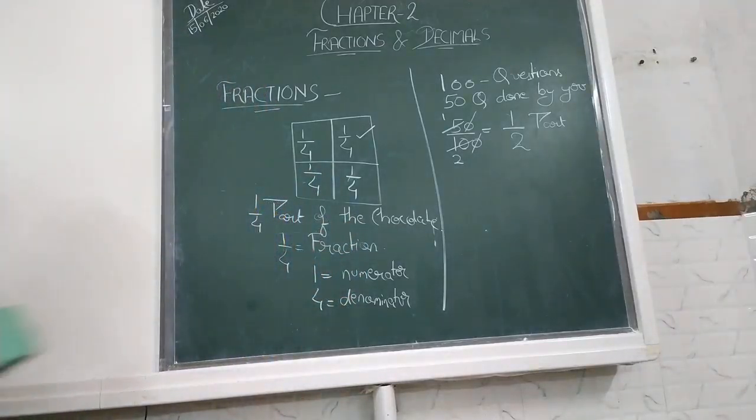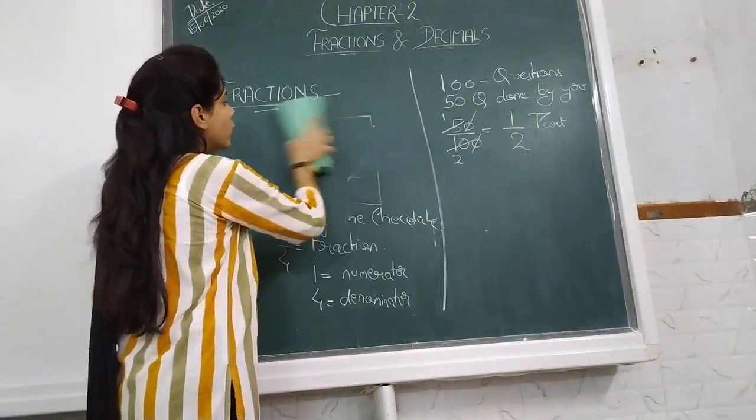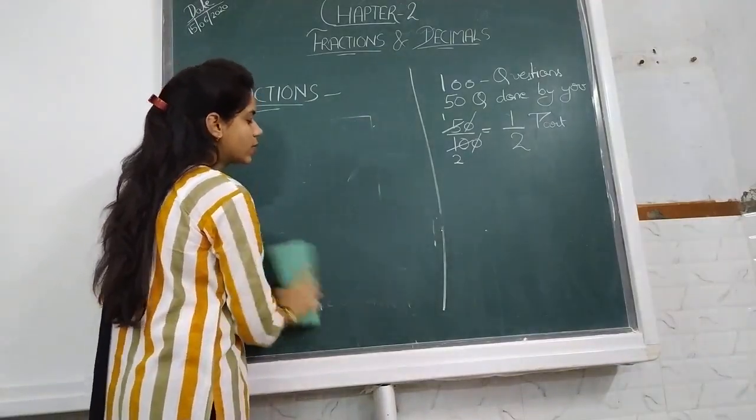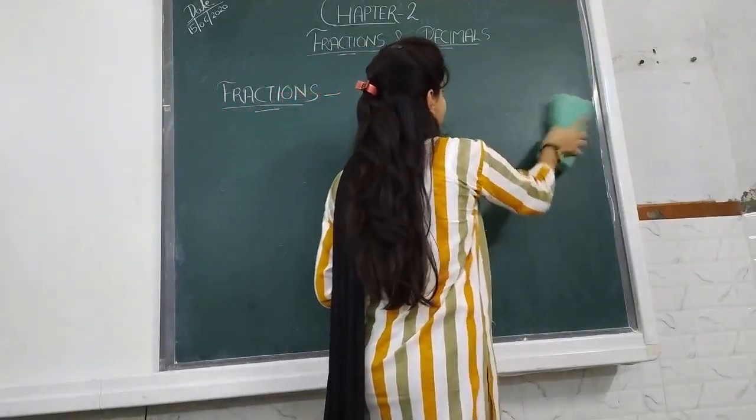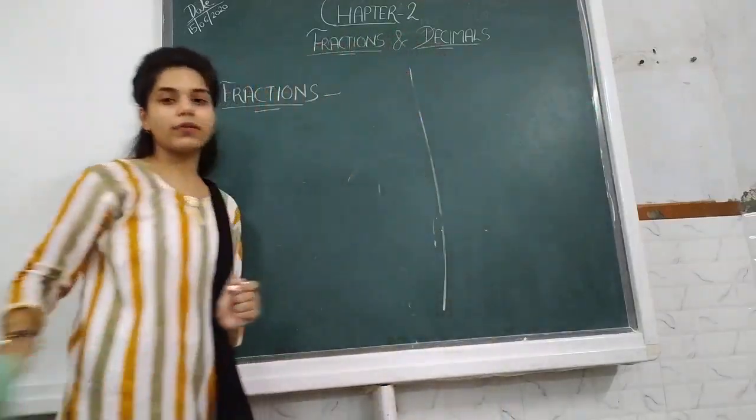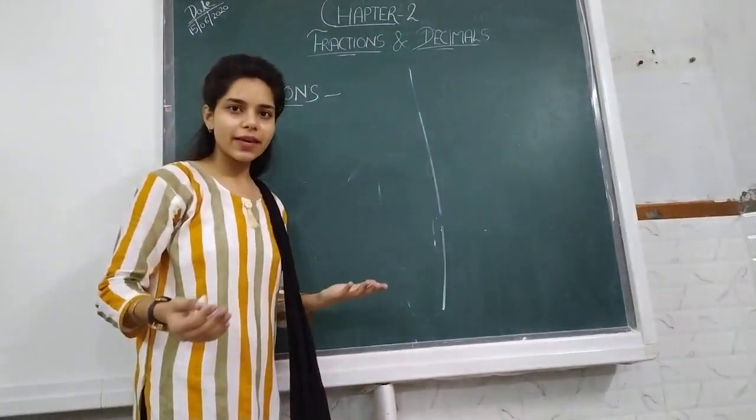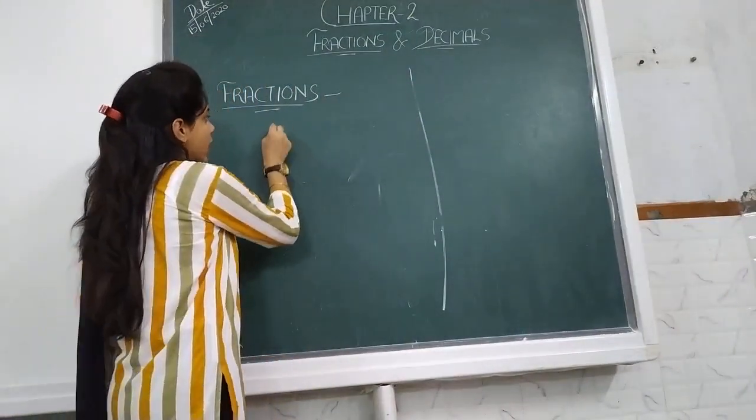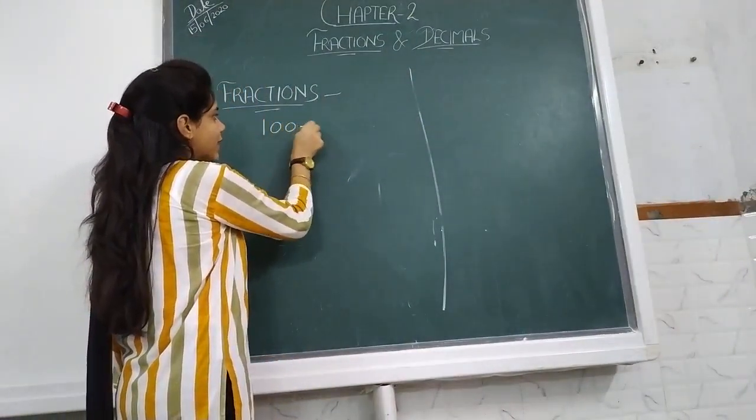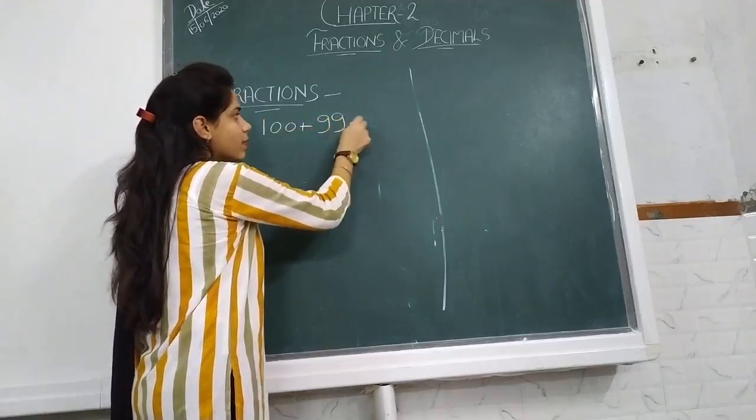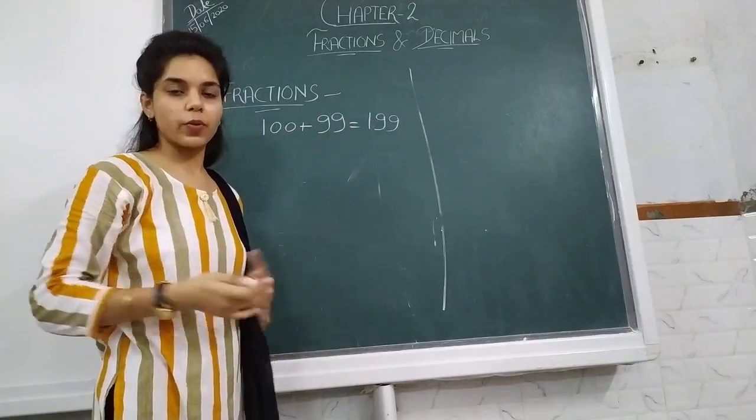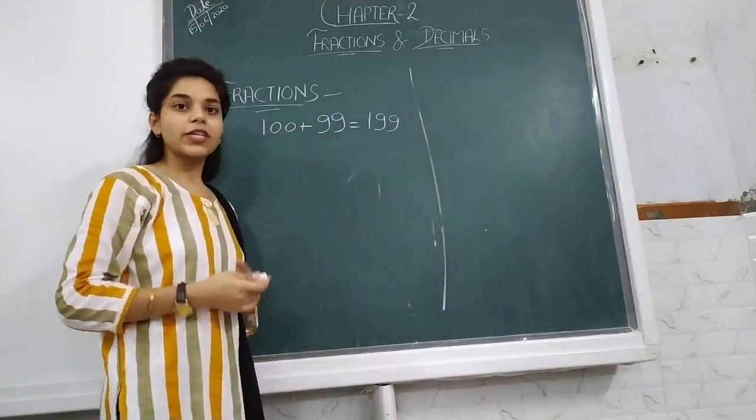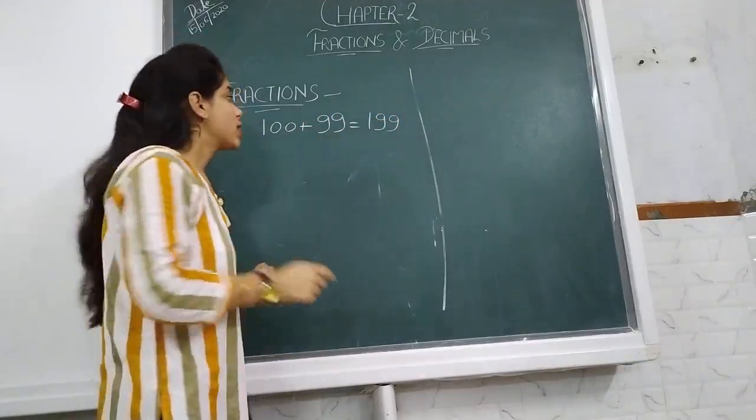Now if I am saying that you have to add 2 natural numbers or whole numbers, you can add them easily. If I am saying that you have to add 99 with 100, you will reply that it will be 199. It will be very easy for you. But if I am saying that you have to add 2 fractions.